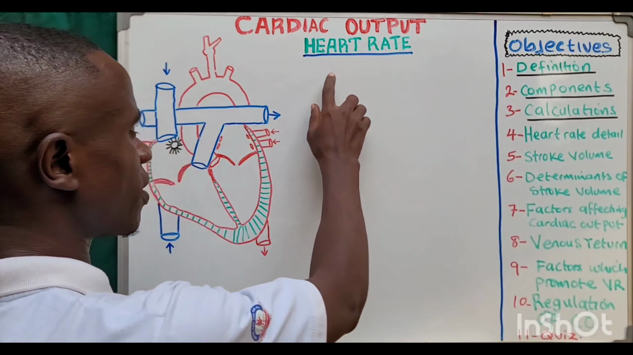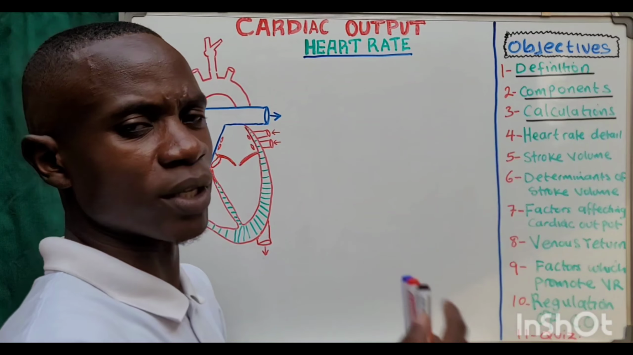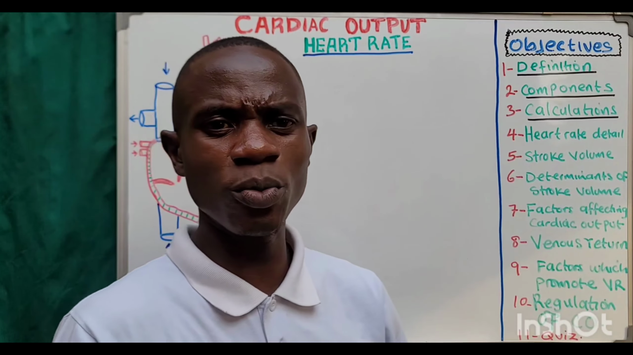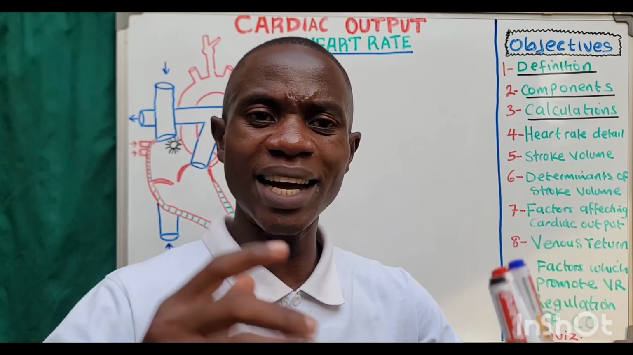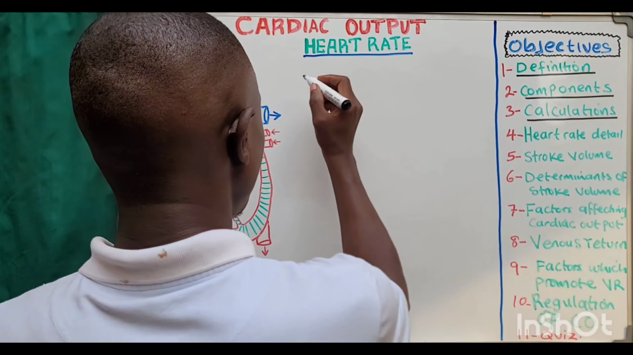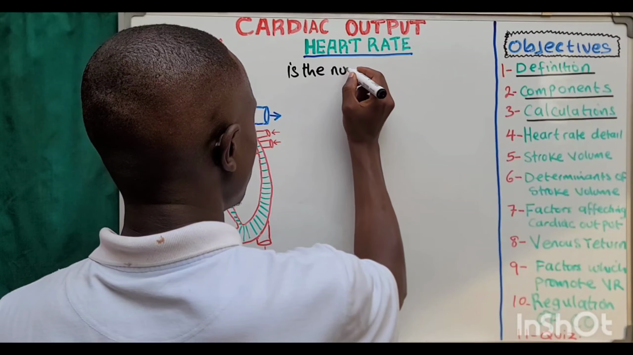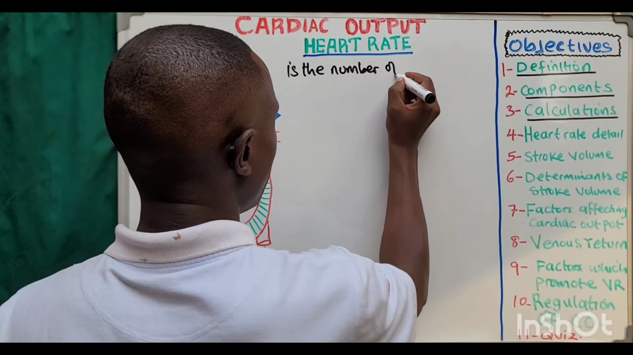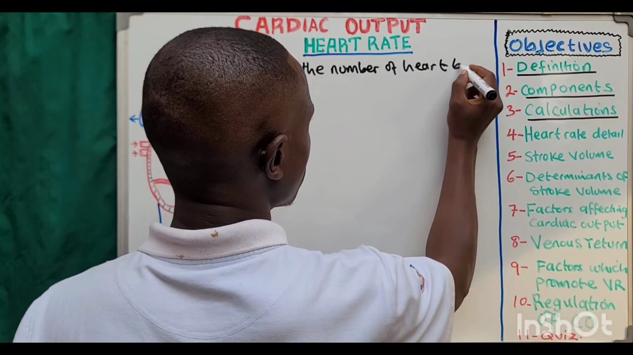Now, with heart rate, you have two words: heart and rate. Rate is equivalent to time. When we talk of heart rate, this is the number of beats the heart can make in 1 minute. So the definition is that heart rate is the number of heartbeats per minute. That is a simplified definition of heart rate.